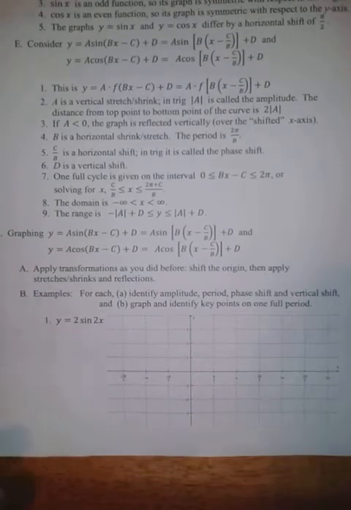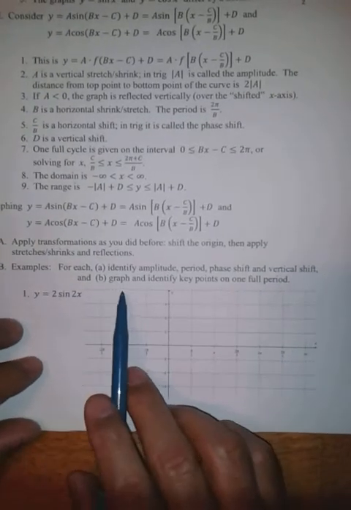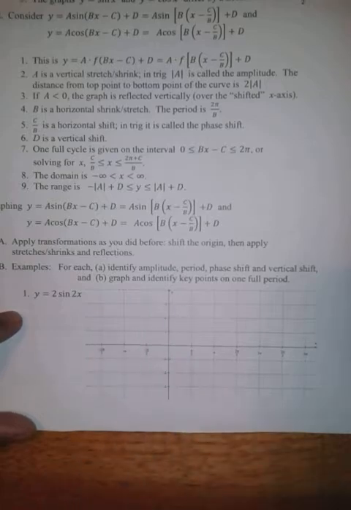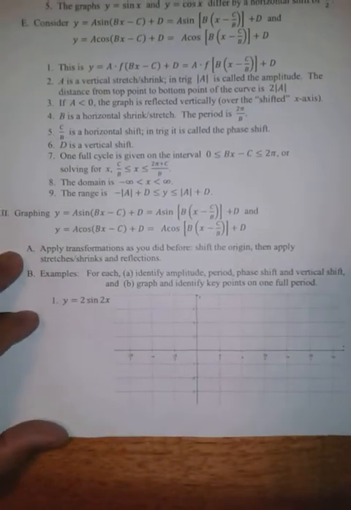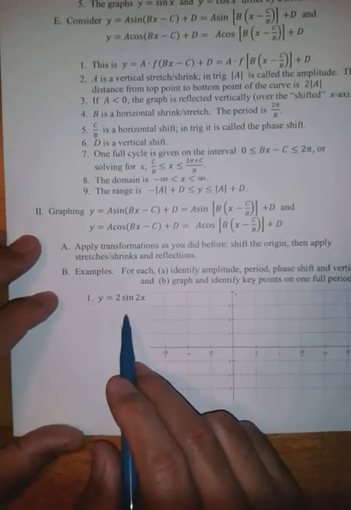All right, so we are going to look at some examples. For each, identify amplitude, period, phase shift and vertical shift, and graph and identify key points on one full period. All right, so let's take a look at what's going on with y equals 2 sine of 2x.